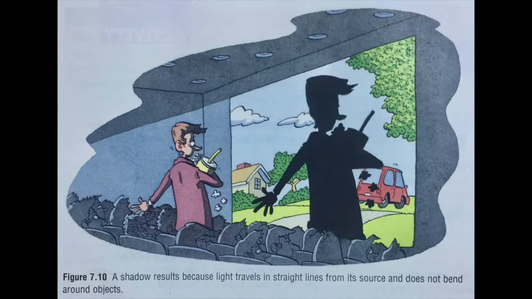The light from the screen will not bend around the person to reach your eyes because light travels in straight lines from its source. This is the second basic property of light. Knowledge of how light travels allows us to predict how light will behave. To show the path of light, you can draw a straight line with an arrowhead to show the direction in which light is traveling. This type of drawing is called a ray diagram.